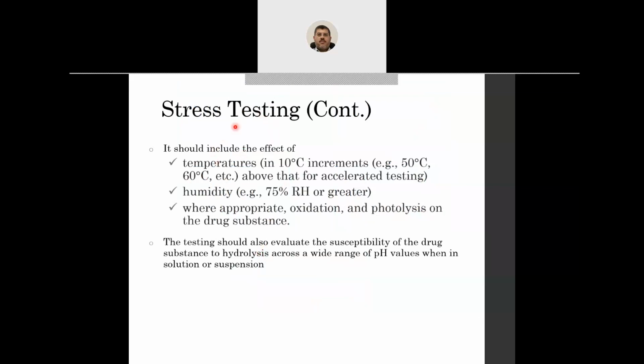So for stress testing, as we said, we increase in 10 degree increments, 50, 60, 70 degrees, for example, with controlled humidity, usually about 75% relative humidity. And we may expose to light, to check if there is photolysis that can happen to the drug. And this is done to evaluate susceptibility of the drug substance to hydrolysis across a wide range of pH values.